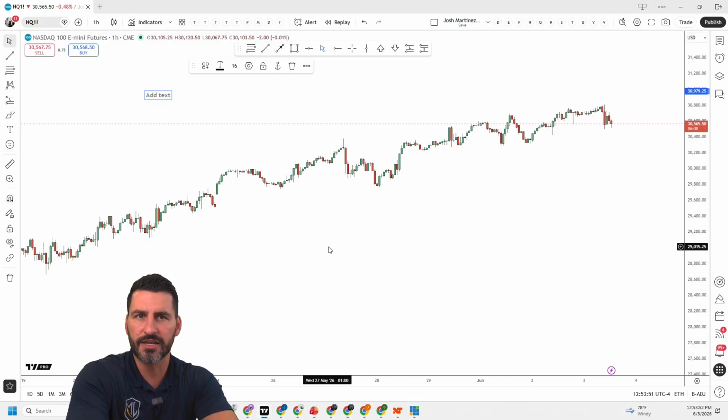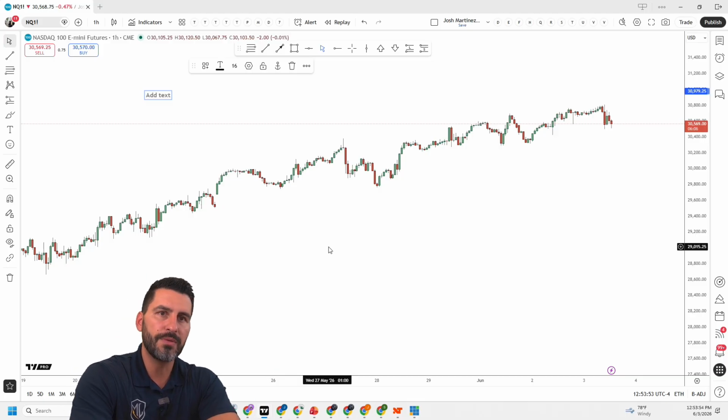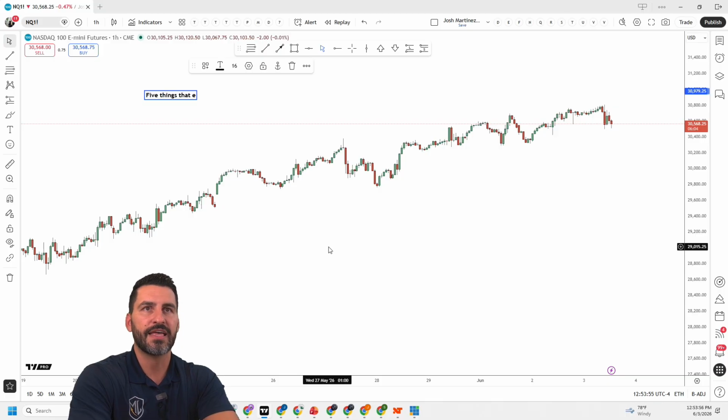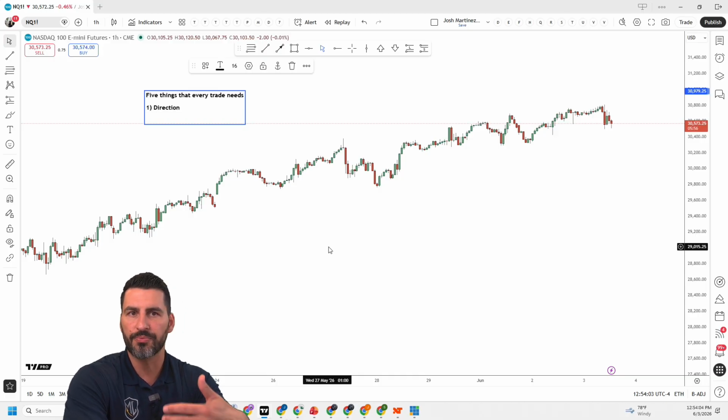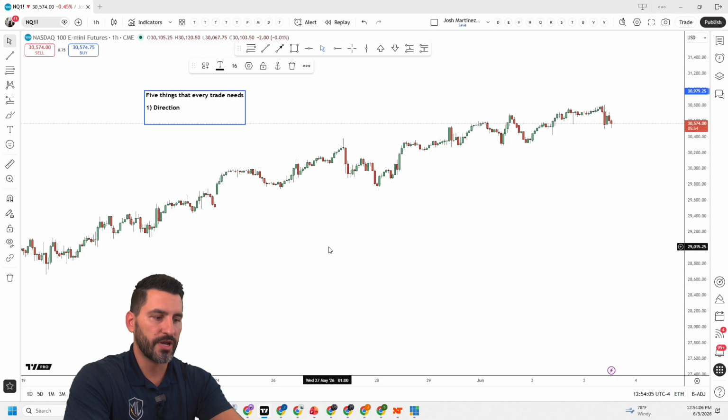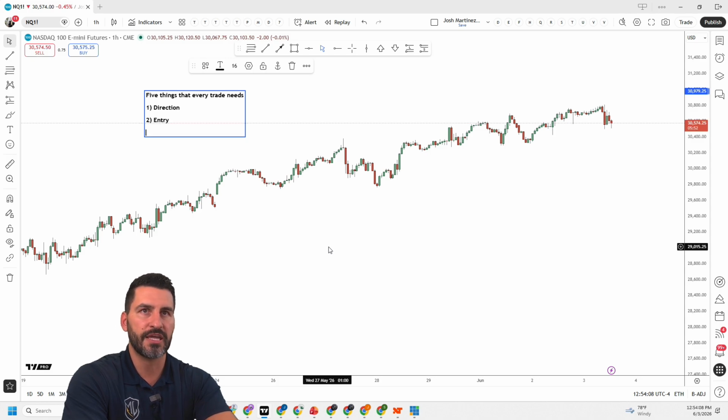But let's talk about like a repeatable process. We believe that there's 5 things that every trade needs, okay? Number 1, we need direction. And everything that we do needs to be repeatable. So we got to follow a process. So number 1 is direction. Number 2 is going to be an entry. Number 3 is going to be a stop. Number 4 is going to be a limit. And then number 5 is going to be what's called risk management.